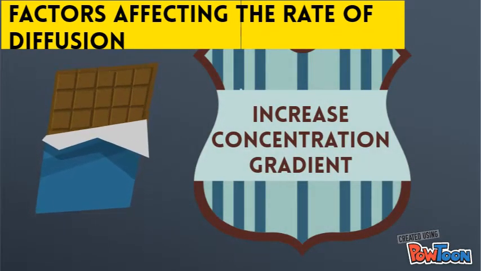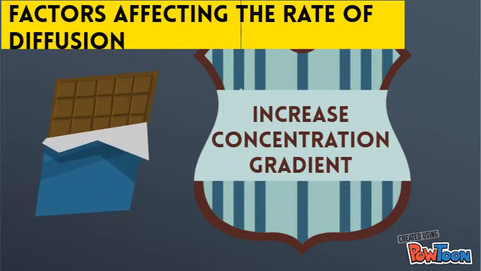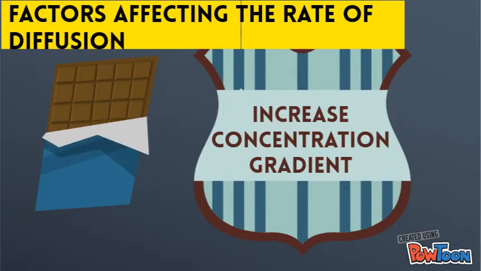Remember the definition of diffusion? By adding more chocolate, you can increase the concentration gradient, which makes diffusion happen faster.